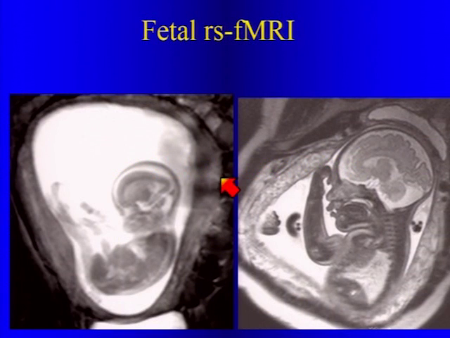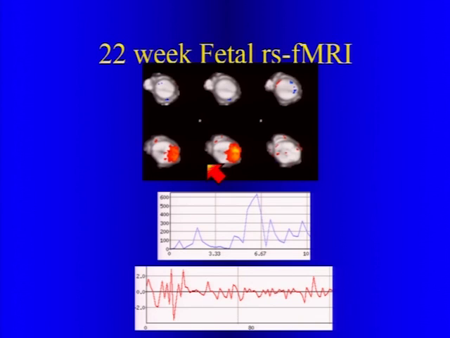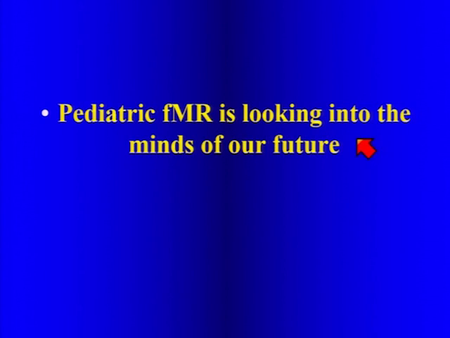And just one brief mention of fetal MR. I know we're going to have a lot of good talks on fetal MR a little bit later in the course. We have tried the resting state on a couple of our infants. This is one that we did, and just to show you, this is this patient where we did resting state, and in fact, this is probably the default mode, but we can see this in the fetuses as early as 22 weeks. So with that, I still like to think that the fMRI of pediatrics is looking into the minds of our future, and thank you very much for your time and attention.